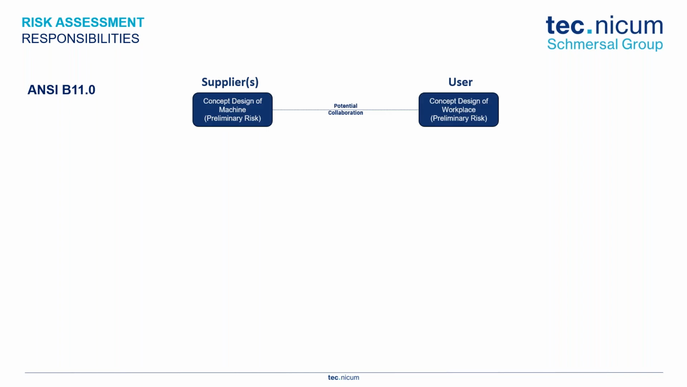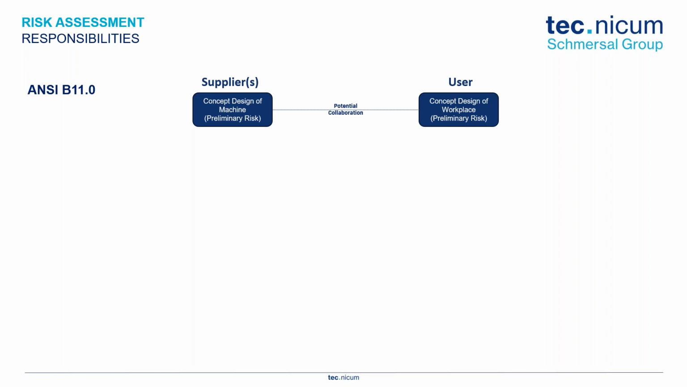When we're looking at the conceptual design, as an end user, you're going to the OEM to let them know what you need for a machine, and as an OEM, you're getting the feedback or the instructions from the user about what they need this machine to do. So now we have this conceptual design phase. This is when a risk assessment should start.